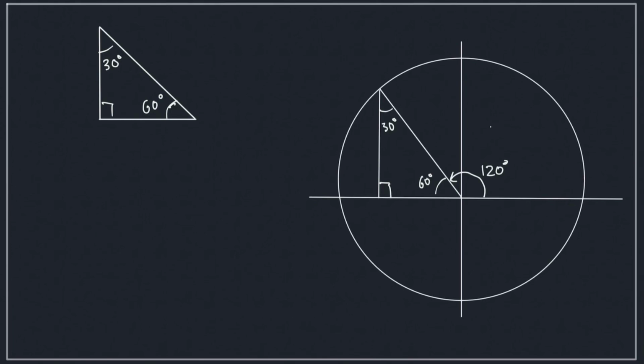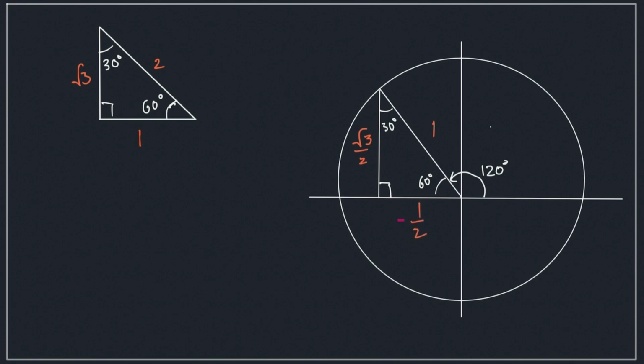If we need to find the trigonometric values of an angle greater than 90 degree, then we need to again use special triangles. For example, if we want to find the trigonometric values of 120 degree, we can still use the special triangle 30, 60, 90.